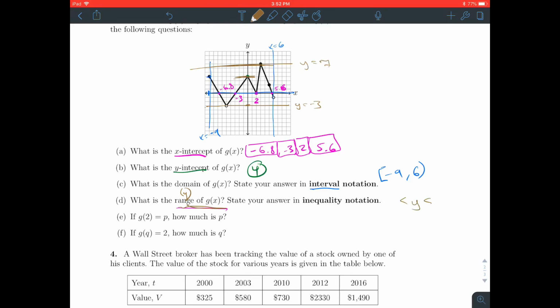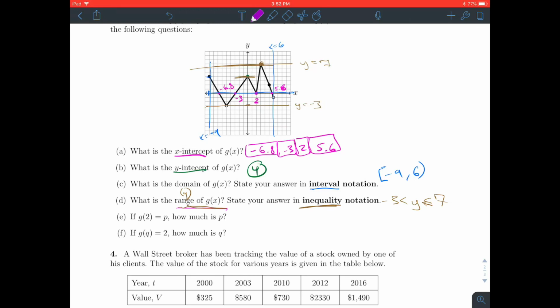So we have all the y values between negative 3 and 7. And the reason why I'm writing this with inequalities is because they asked for inequality notation. Lastly, because we actually achieve this maximum at 7, we'll have less than or equal to 7.